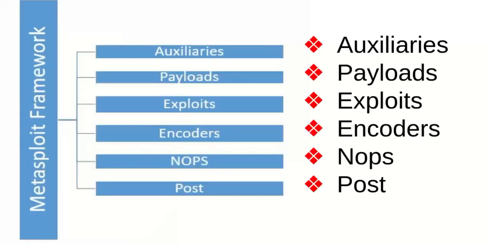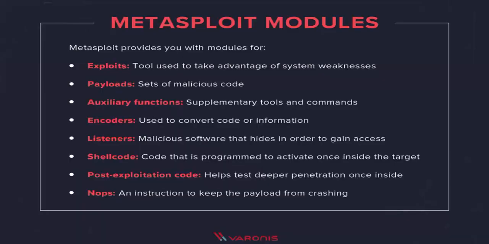There are 6 different modules in Metasploit: auxiliaries, payloads, exploits, encoders, NOPs, and post. Exploits are used to take advantage of the victim's computer. Payloads are malicious code. The auxiliary is used for scanning, fuzzing, and sniffing. Encoders are used to convert code into information. Listeners are used to gain system access. NOPs are a set of instructions to keep the payload from losing access. Post modules can be run on compromised targets to gather evidence and pivot deeper into a target network.